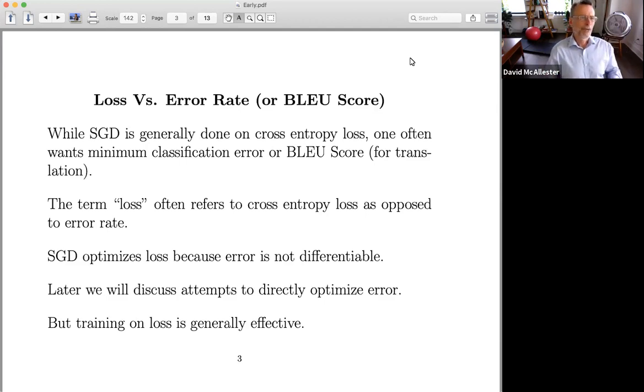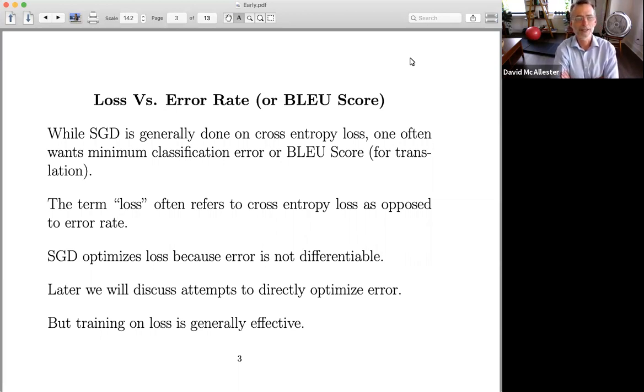Now, I'm going to make some points here that have to do with the difference between the log loss and error rates. We have our fundamental equation, and it is being trained by this cross entropy loss. People will often use the term loss. When they just say loss, they typically mean cross entropy loss. And then they'll talk about error rate.